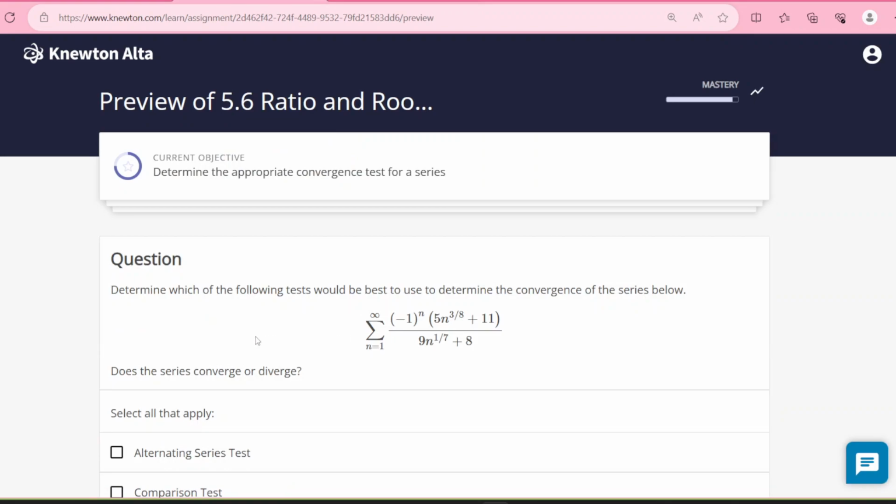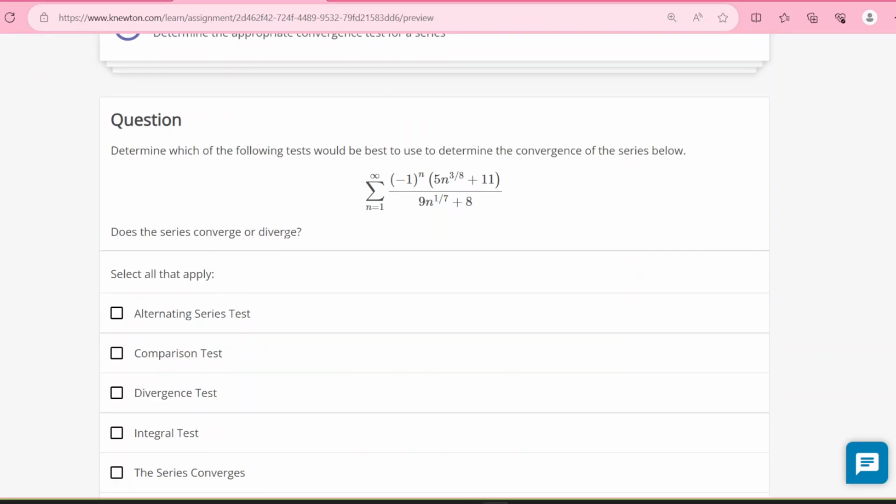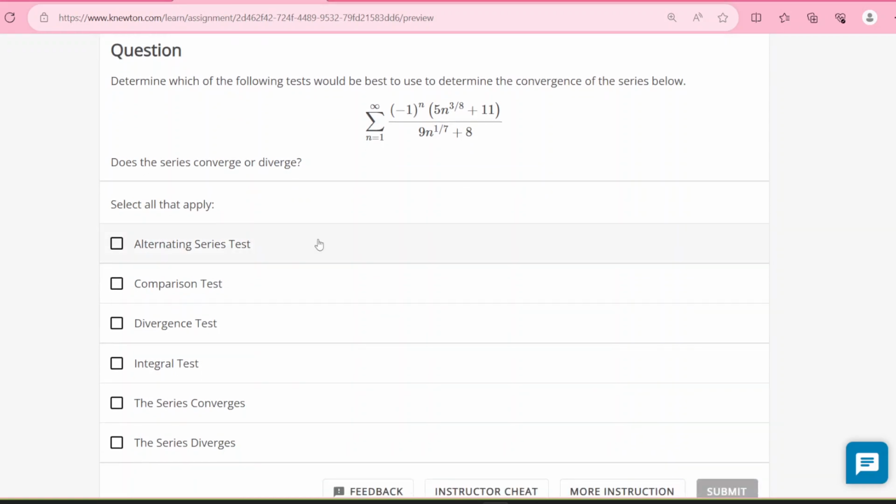All right, so this one is like an example we saw earlier as well. It says determine which of the following tests would be best to use to determine the convergence of the series below. And then does the series converge or diverge? All right. Well, it is an alternating series. All right, you've got this power of -1 here to the nth.